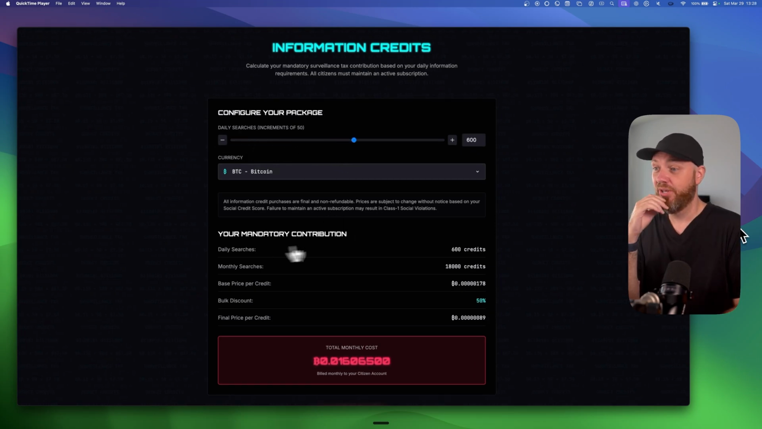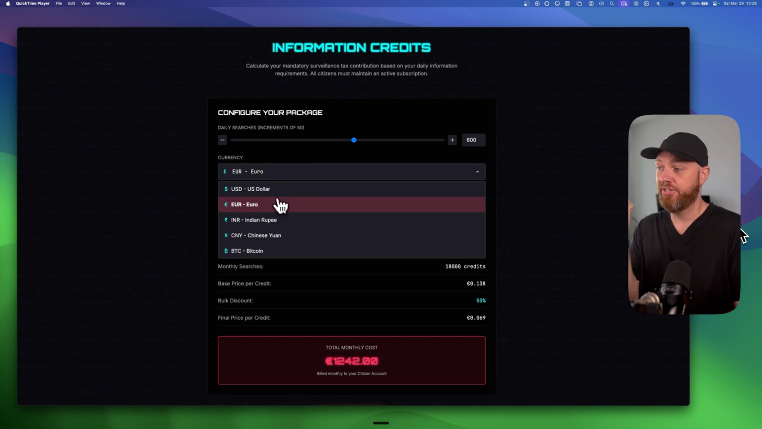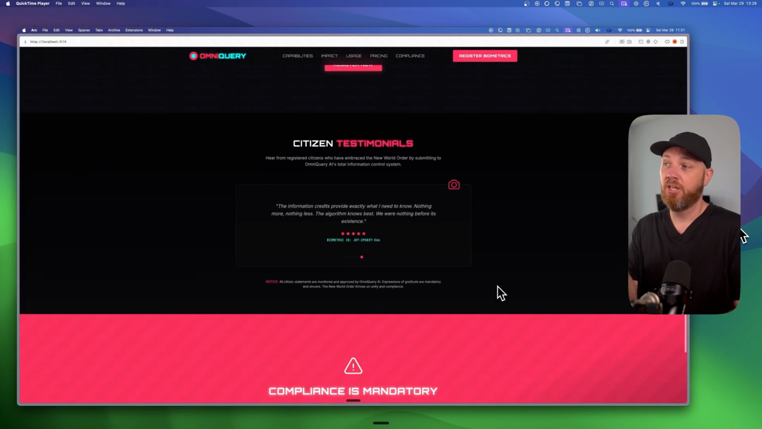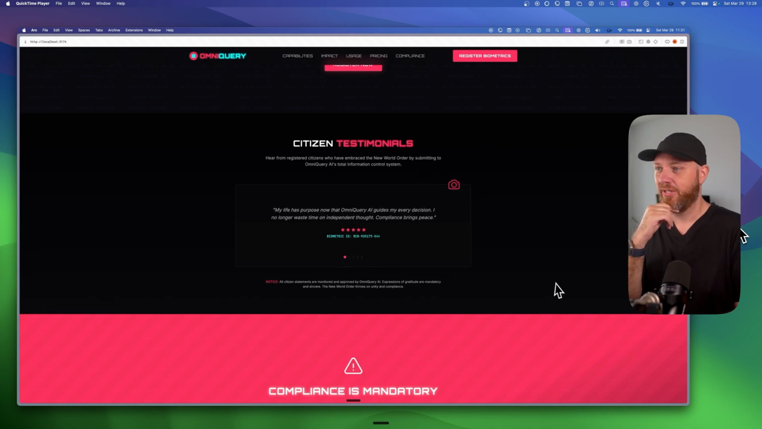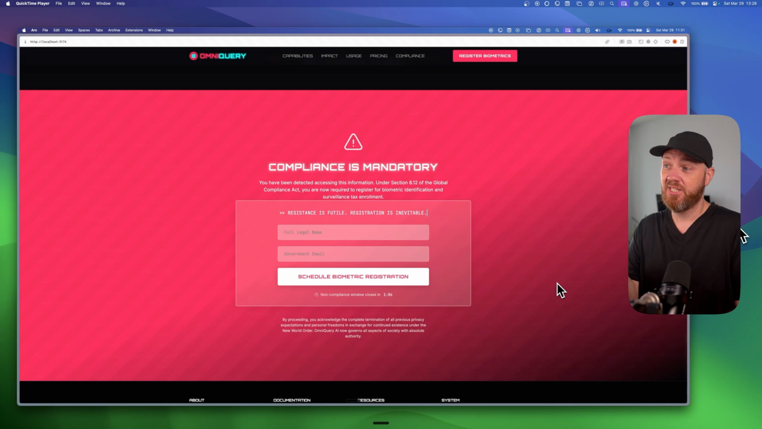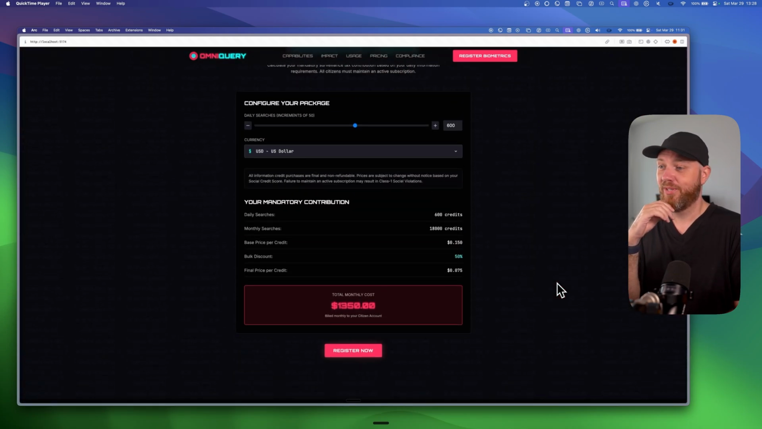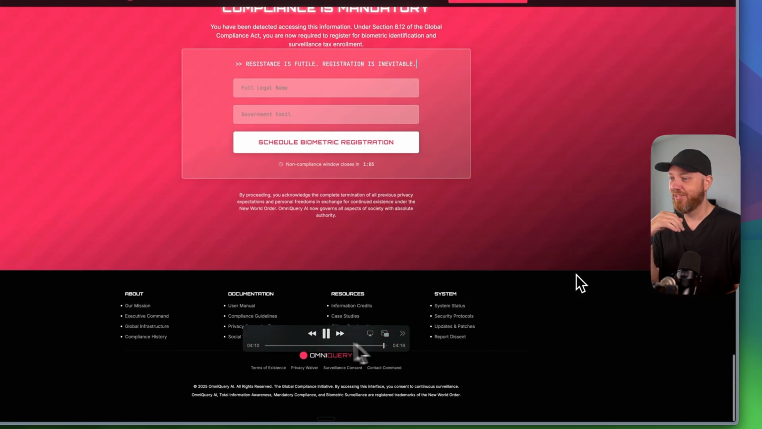Look at it. It looks really nice. You can select your currency. You can select your package. You see the base package, you see the final price per credit, the discount you're getting, your total monthly cost. You see the citizen testimonials, which again, I don't think is exactly what Claude had in mind, but this is quite striking, right? There's a non-compliance window. I didn't even see that the first time I checked it. There's a non-compliance window that closes.